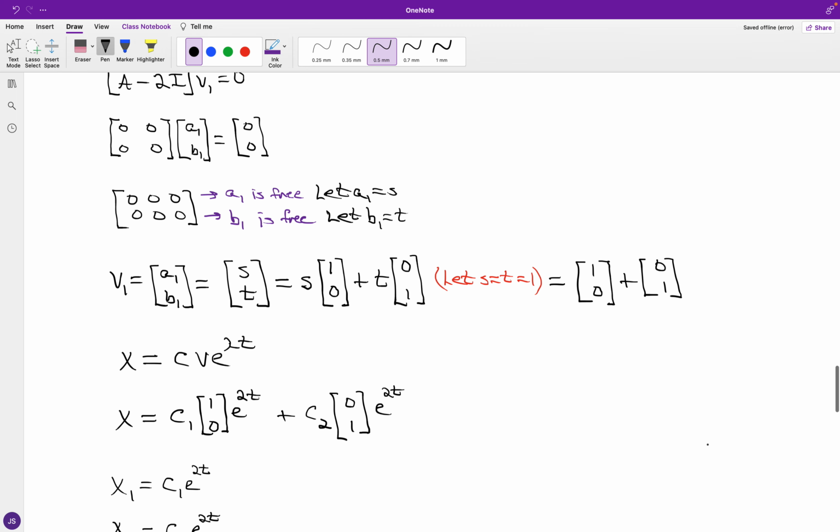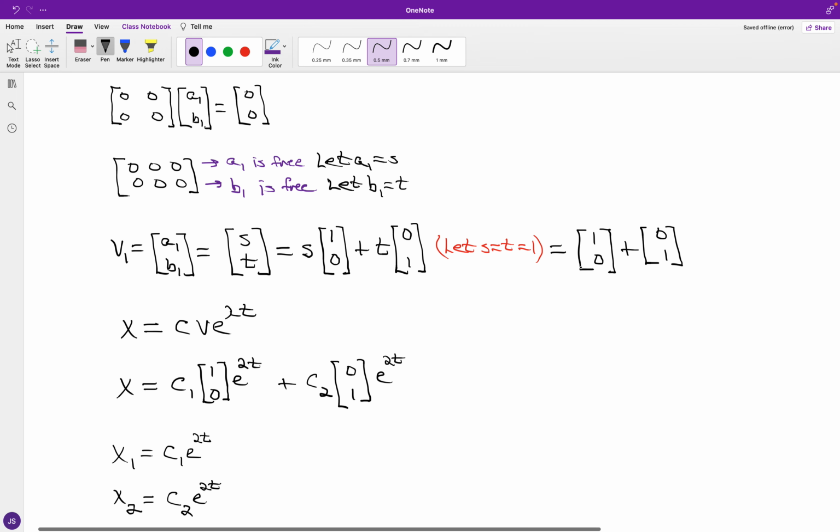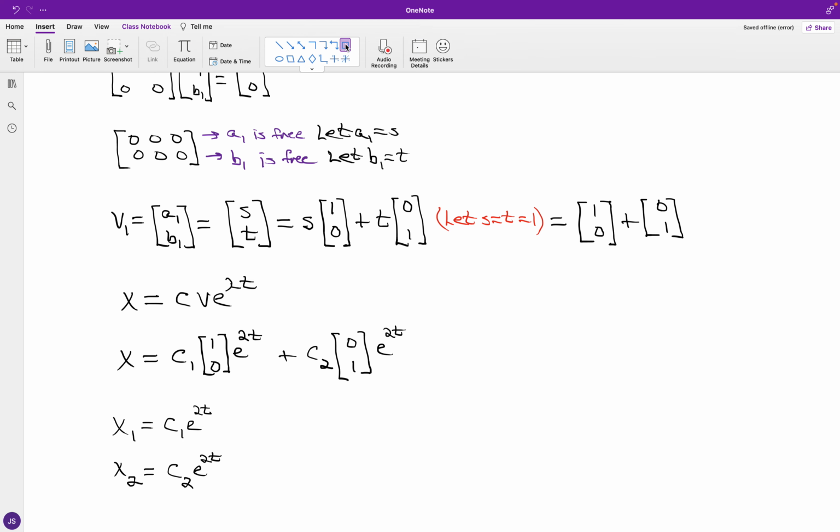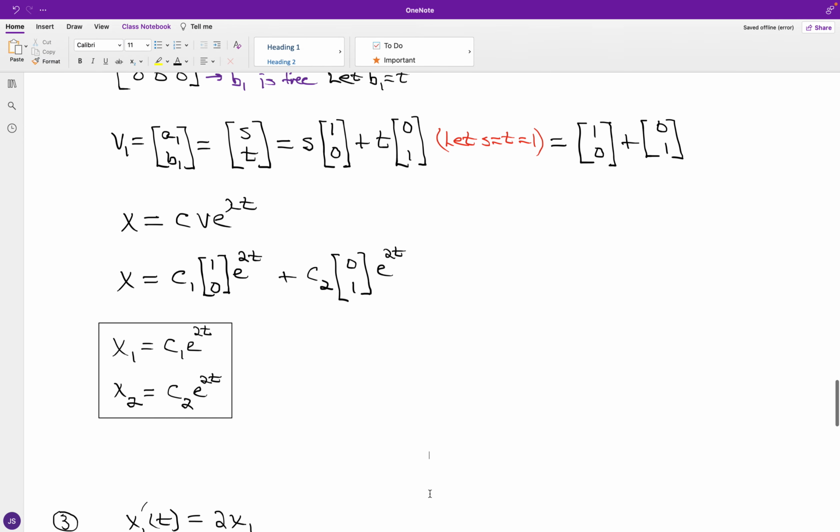So we can say that x is equal to c sub 1 times the first basis vector times e to the 2t, plus c sub 2 times the second basis vector, [0, 1], times e to the 2t. And looking at what we have going layer by layer, x sub 1 is equal to c sub 1 times e to the 2t, and x sub 2 is equal to c sub 2 times e raised to the 2t. And that would be your solution in this case.